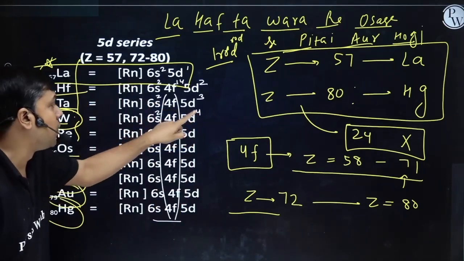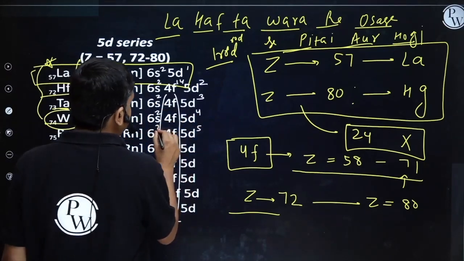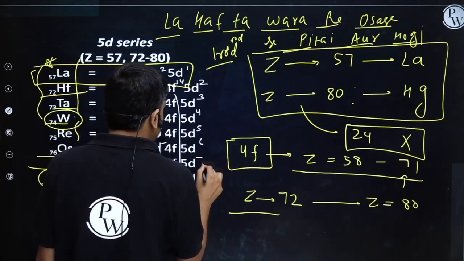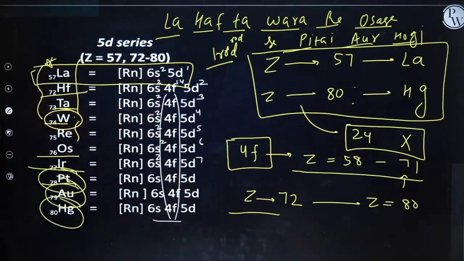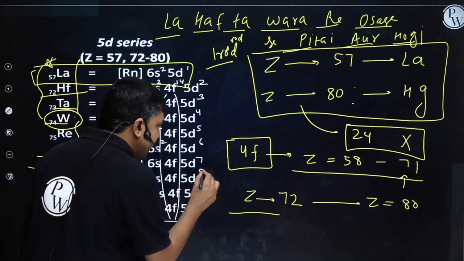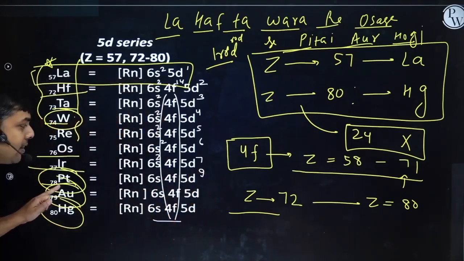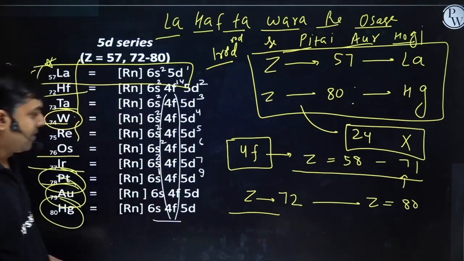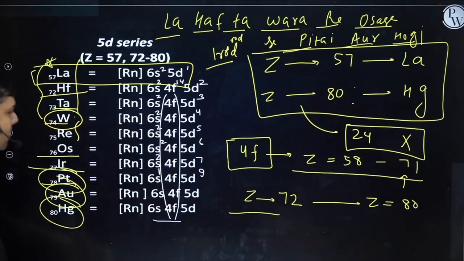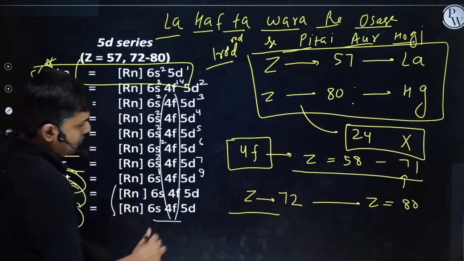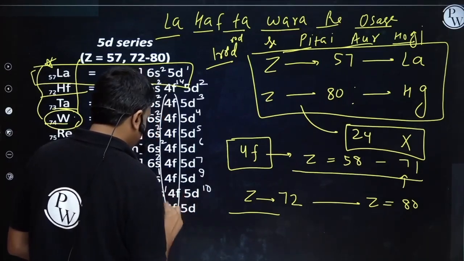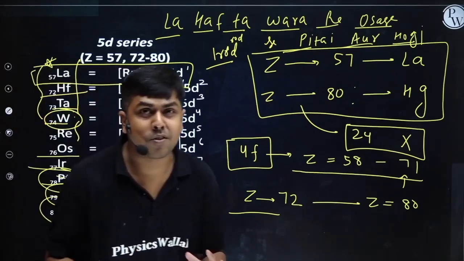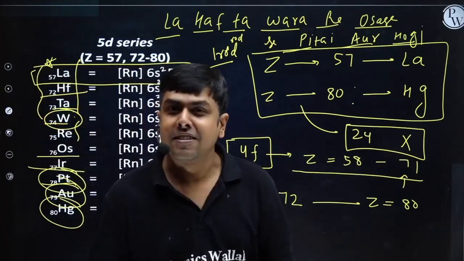Then 5D5, 6S2, then 5D6, 6S2, then 5D7, 6S2, and students, now here we have D9. This one is once again an exception, platinum: 5D9, 6S1. Now we have 5D10 6S1 for gold, and 5D10 6S2 for mercury. Am I clear? So students, this is all about the 5D series.